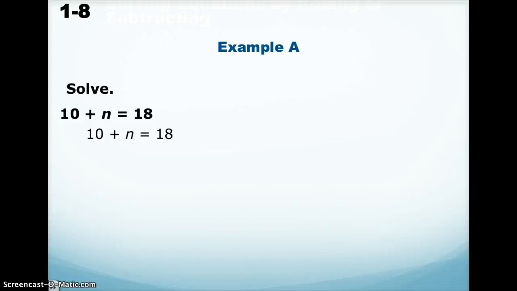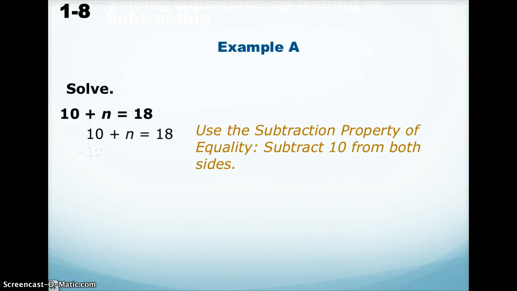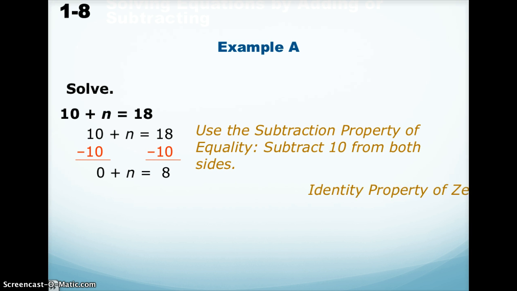So the first thing I want to do is get n by itself. So I have positive 10 that I need to get rid of. So I would eliminate that by subtracting 10 from both sides. 10 minus 10 is 0, so 0 plus n, and 18 minus 10 is 8. Well, 0 plus n is just n, so n equals 8.